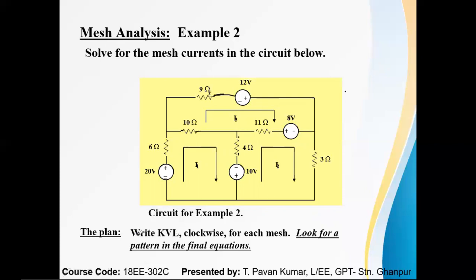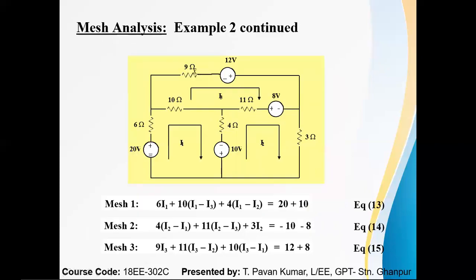Write KVL clockwise for each mesh. Look for a pattern in the final equations. So just observe the pattern in the end of the equations. So here mesh 1 you can write directly. 6 I1, and 10 is a common of these two loop equations. For the two loops, 10 is common, observe this equation clearly. I am writing the equation directly.